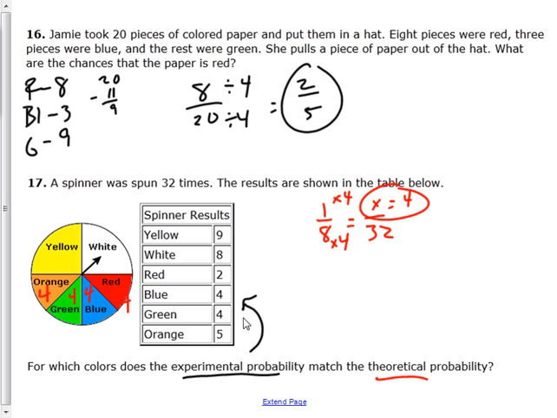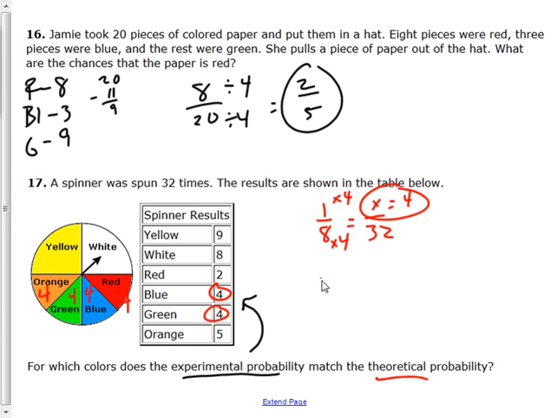Now let's look at these. So green matches that. Okay, green is 4. Orange is 5, so it didn't match. Blue was 4, so it did match the theoretical probability. And red says 2, and it should have been 4 as well. All right, so now let's check the other.